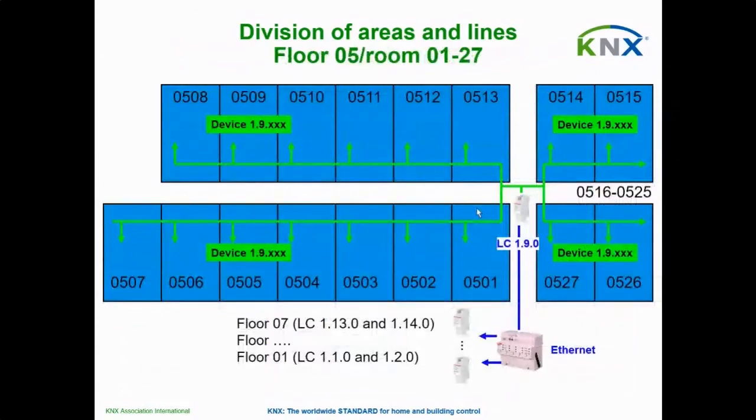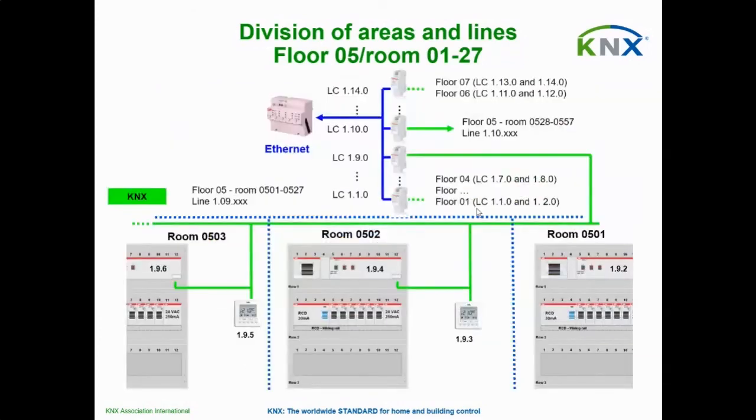Again, if we want to go over IP, we can make our backbone Ethernet. And once we have an Ethernet backbone, we don't have to worry about distances up and down corridors and things like that. It makes life a bit handier. And if we've used an IP network, just remember it's the same network architecture, just using IP instead of a KNX line.